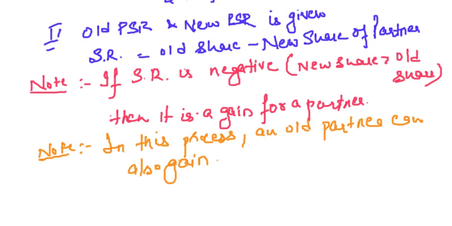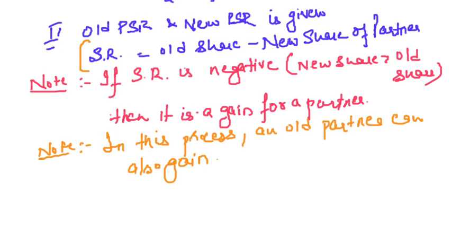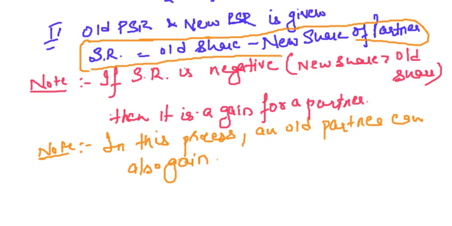Okay, so if we are given the old profit sharing ratio and the new profit sharing ratio, we will calculate the sacrificing ratio like this, right? Old share minus new share of the partner. And if the sacrificing ratio is negative, that means the new share is more than the old share, then it is a gain for a partner. And in this process, an old partner can also gain. Clear?